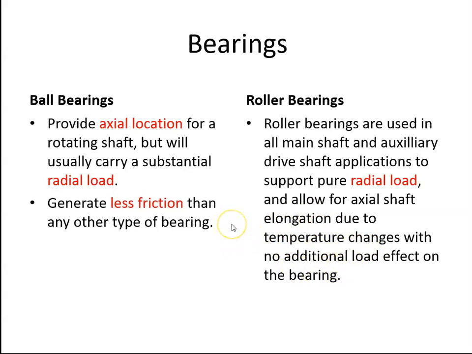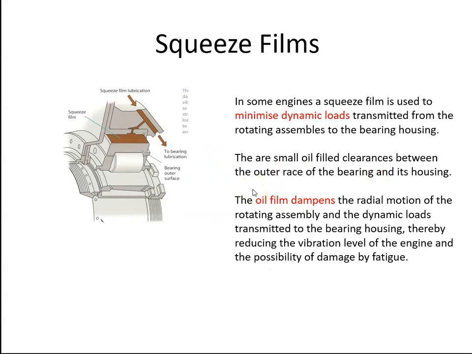Now there's one other type of bearing, or a family of these bearings, and that is the squeeze film bearings. So the shaft is going through the bearing, and there may be some vibration in the shaft, and we can dampen out that vibration by pumping some oil into the bearing in between the races.